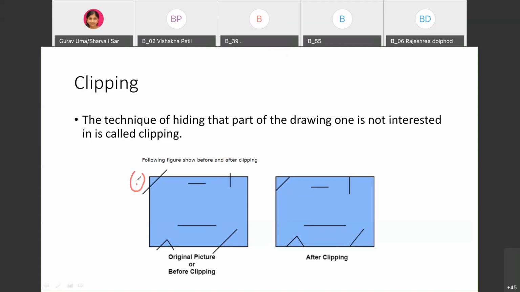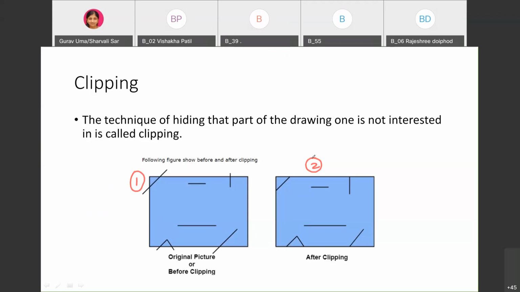Let's say this is the first diagram and this is the second diagram. Now in the first diagram the original picture is shown. Now it is shown in the form of lines. So see the lines. Some lines are inside the window, whereas some lines are partially outside the window.